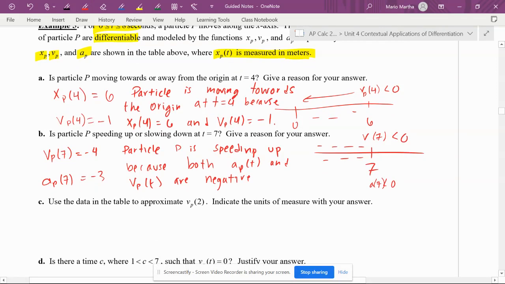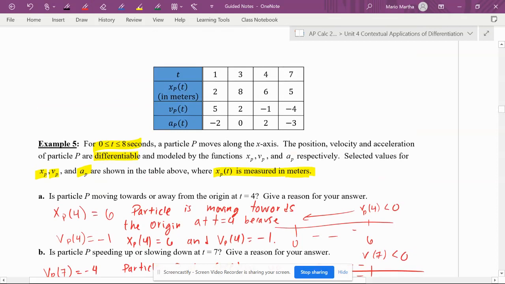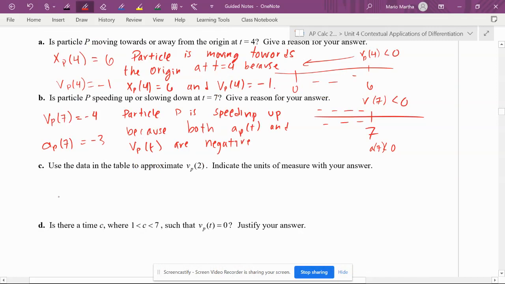All right. So now let's look at part C. Use the data in the table to approximate the value of v sub p of 2 and include the units of measure with your answer. Here you have to be careful because you're not going to be using the velocity values. If you're doing an approximation, you're looking for the slope of the secant line, and for v we're already given the slope of the tangent line at those points. So we're looking to see where 2 is. We know it's between 1 and 3, and we're looking only at the position function.